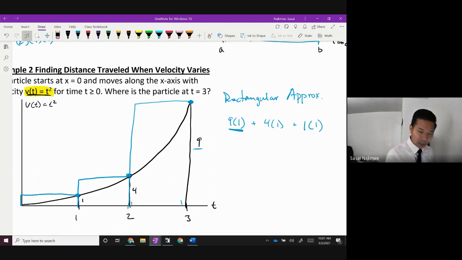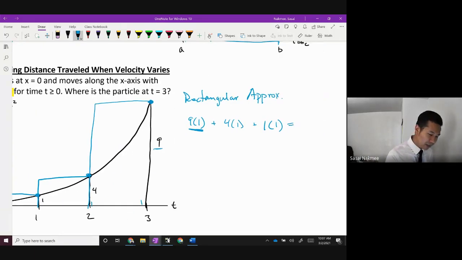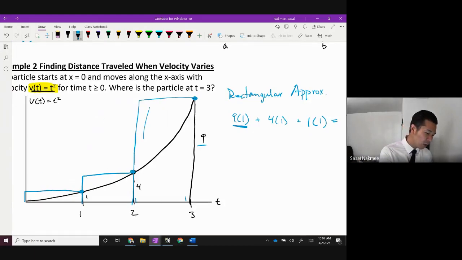Now, this is going to equal 9 times 1 is 9, plus 4, plus 1. Well, that's going to give me an area of about 14 units. That's how far this particle has traveled, about 14 units. But we know, thanks to everyone noticing, that this is an over approximation, and that's okay. It'll happen, but it's still an approximation.